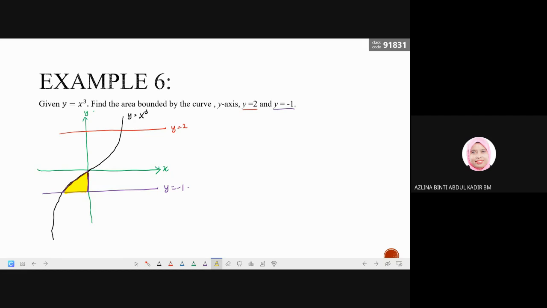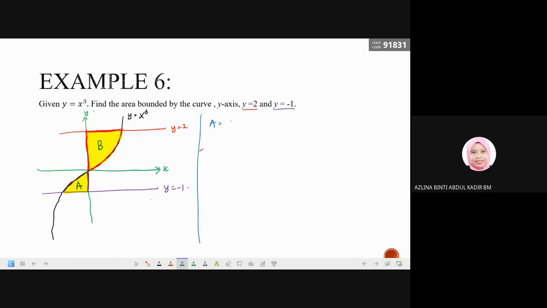Okay, lepas tu ada lagi satu. Y is equals to 2. So Y is equals to 2 kat mana? Ni yang merah. Y is equals to 2. Region hijau. Y axis. Yang hitam ni adalah curve. Di sini. You shade the region here. So now we have two parts. The first part is ni part A, and then here is part B. So integrate for two parts lah. Alright. Okay. So macam mana kita nak buat?